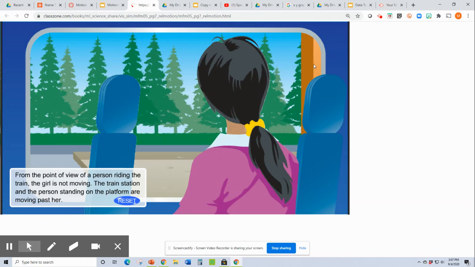So whether something is moving does depend on what we are using as our reference point, as what we are using to compare things to.